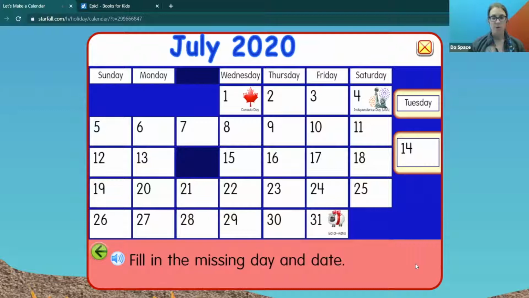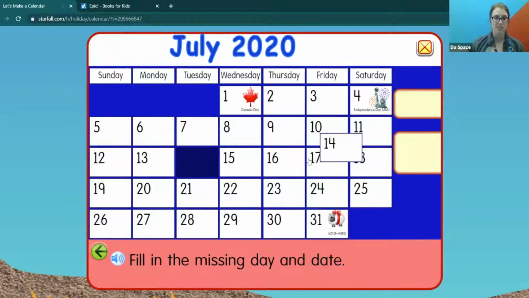And so we need to put our Tuesday and our 14 where they need to go. So can you touch and kind of drag and drop with me? Are you dragging it with your finger? Well, let's put it where it needs to go in our day of the week, our Tuesday. Nice. Let's do the same thing with our 14, our 14th day of July.